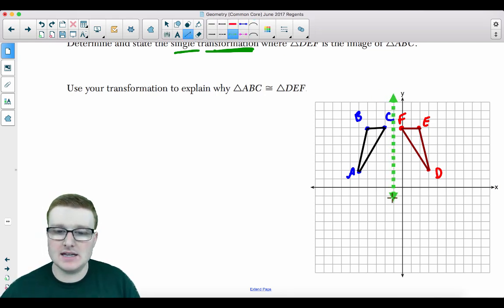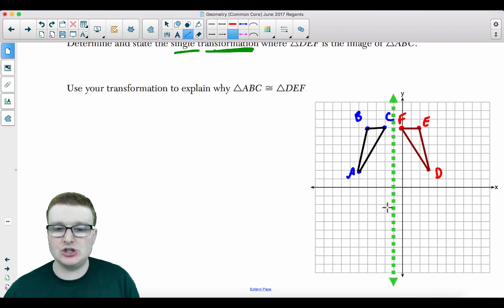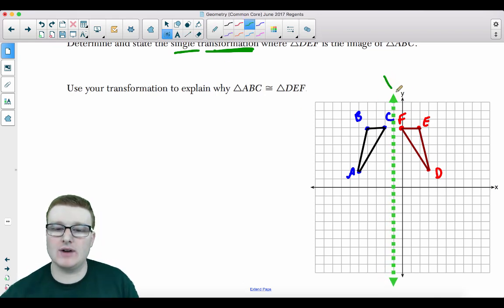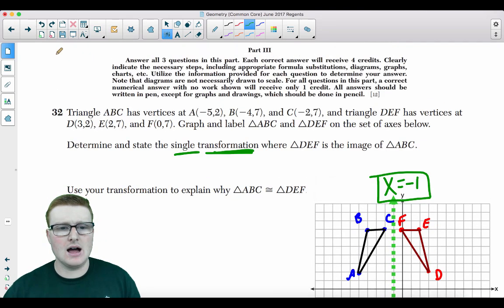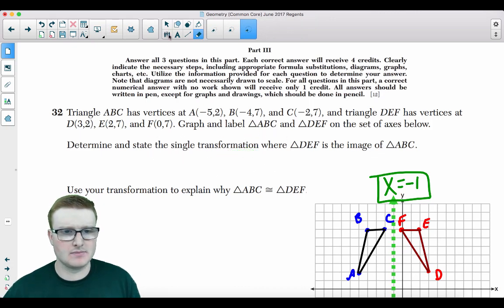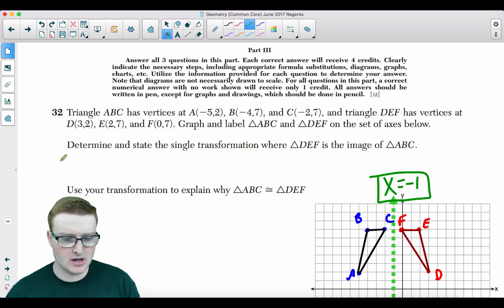And one thing that I see in many geometry students is they lack the knowledge of graphing vertical lines. This is the vertical line x equals -1 because every single x value on this line is -1. If you just plot a bunch of ordered pairs, this is the point (-1, 0). This is the point (-1, 4). This is the point (-1, 10). All the x values are -1. That's why that line is called x equals -1. So let's go ahead and put that into words, right? Determine and state a single transformation.